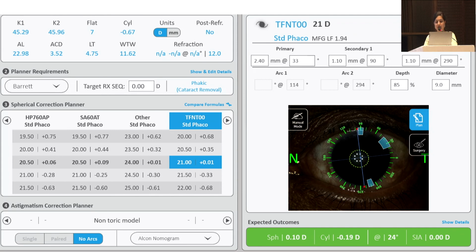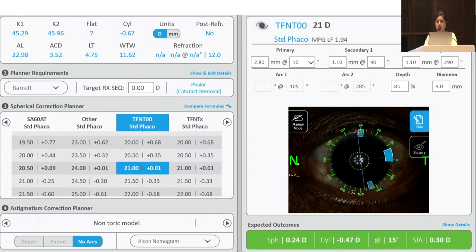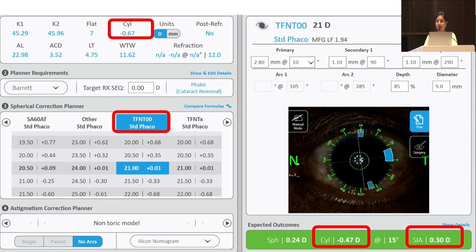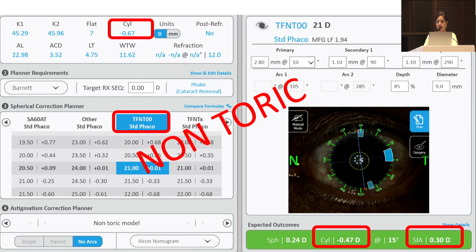Okay. Here without the arcs, see what the residual astigmatism is: 0.19, right? So you don't need a toric here. Now with the 0.67 here, with the plain trifocal and with an SIA of 0.3 when you are adding it, it is 0.47, which is okay. So you can go ahead and put in a non-toric.